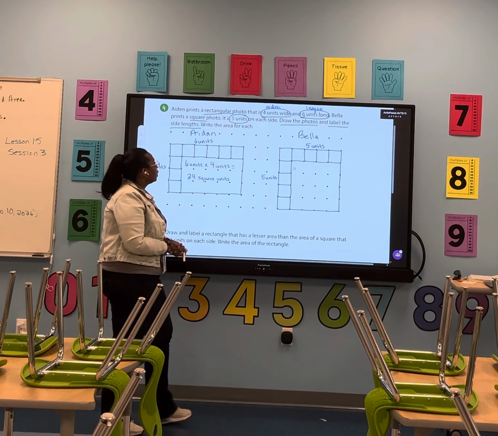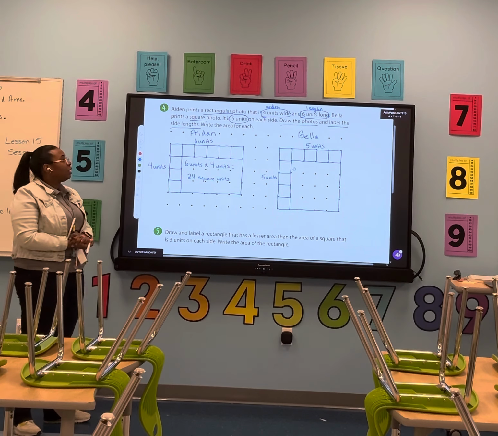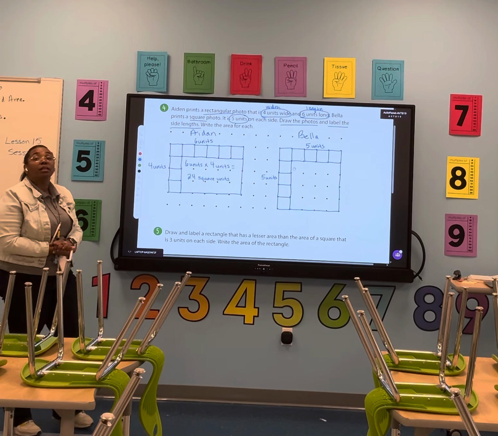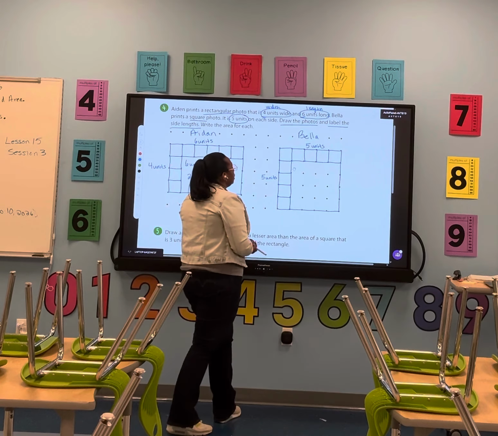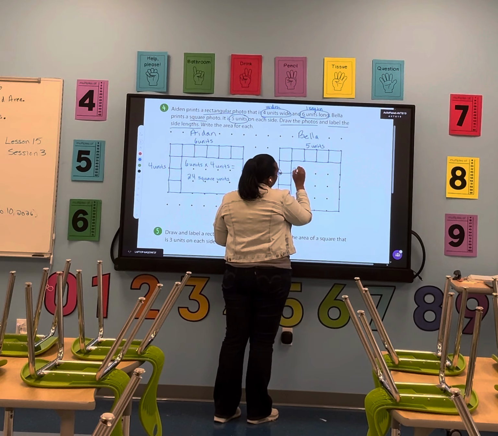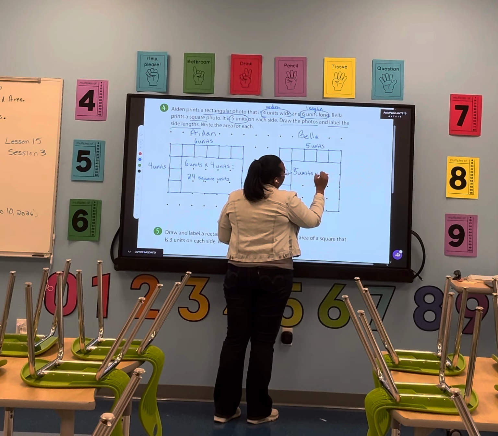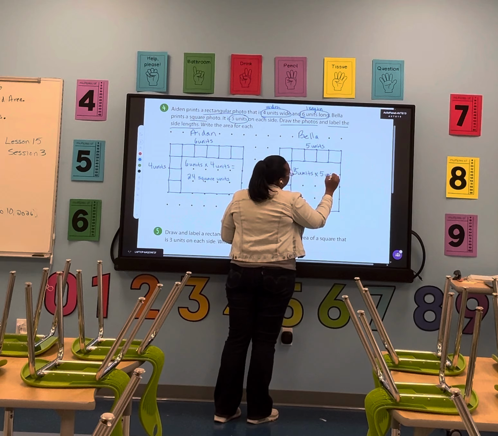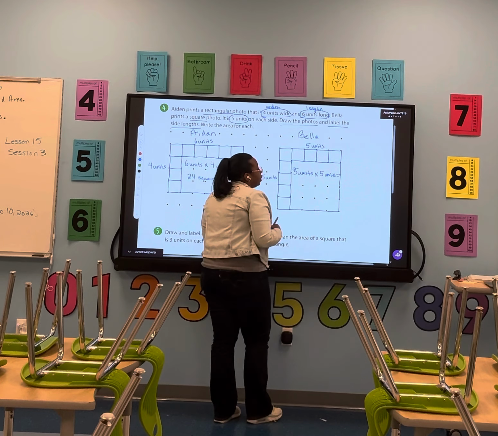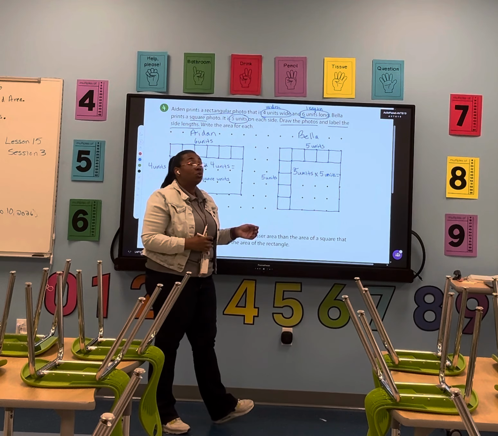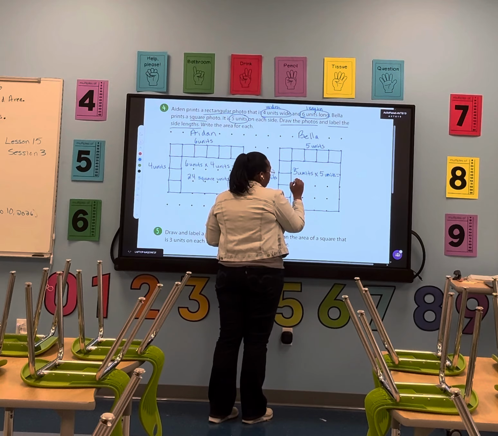Okay, now we need to find the area. And how do we find that? Well, that's going to be length times width. So our length is 5 units. I'm going to write 5 units times the width, which is 5 units. And this will equal, well, 5 times 5 is going to be 25. So I'm going to write 25.